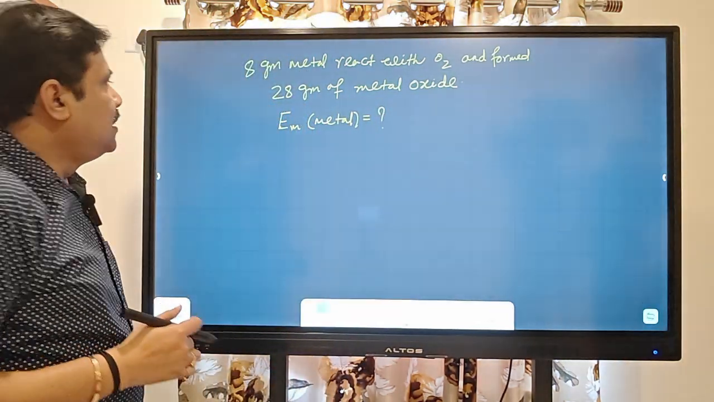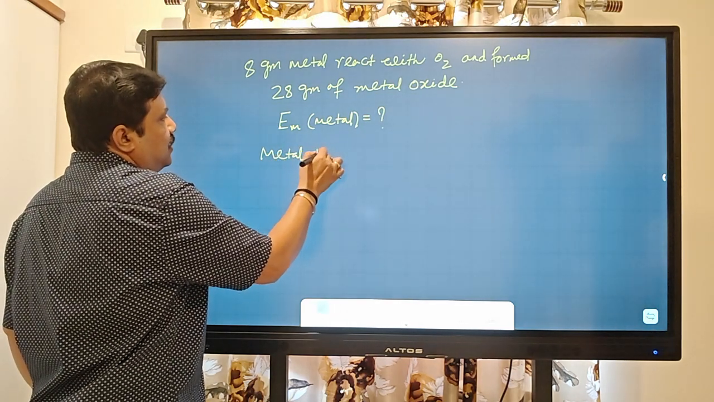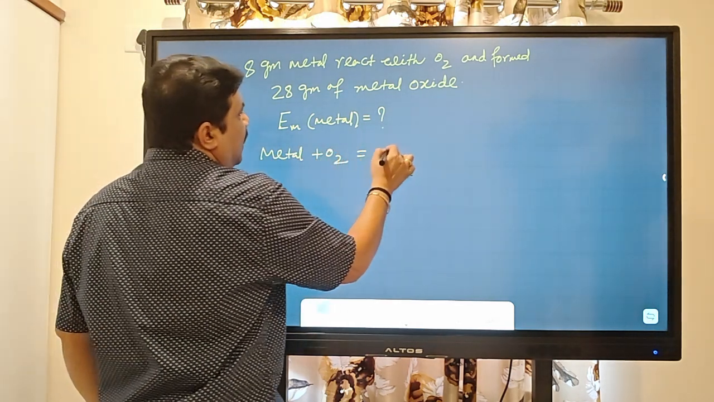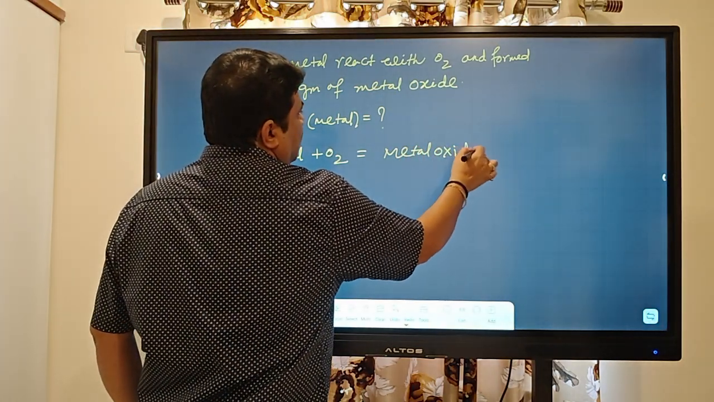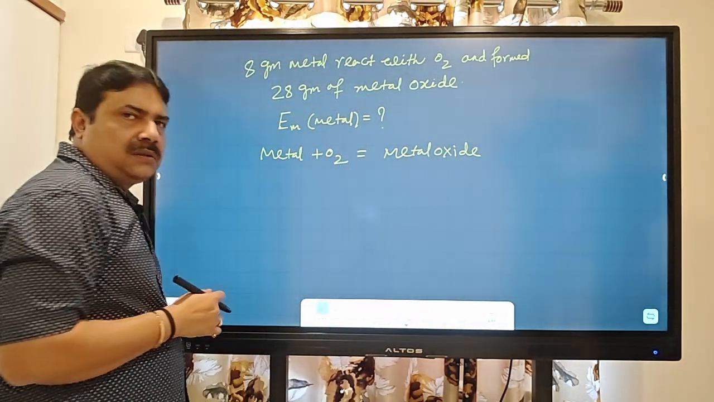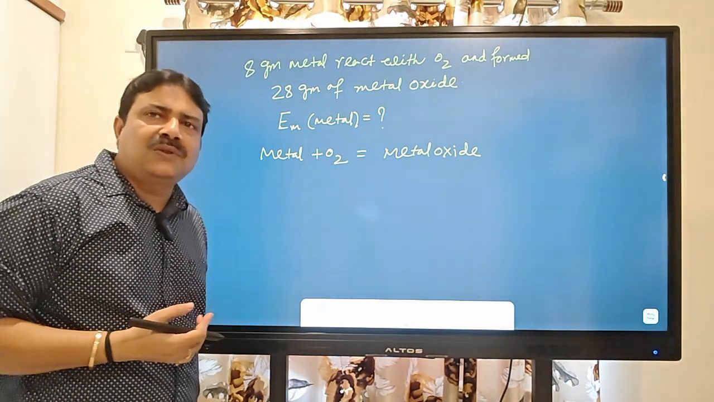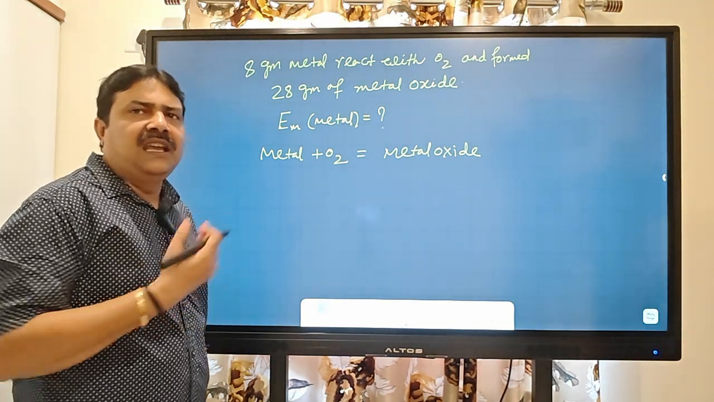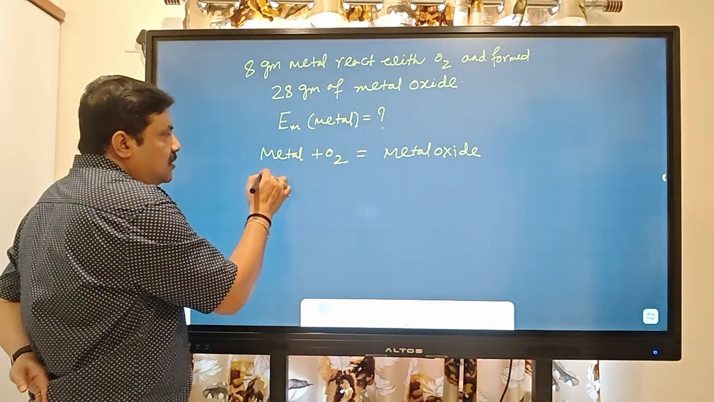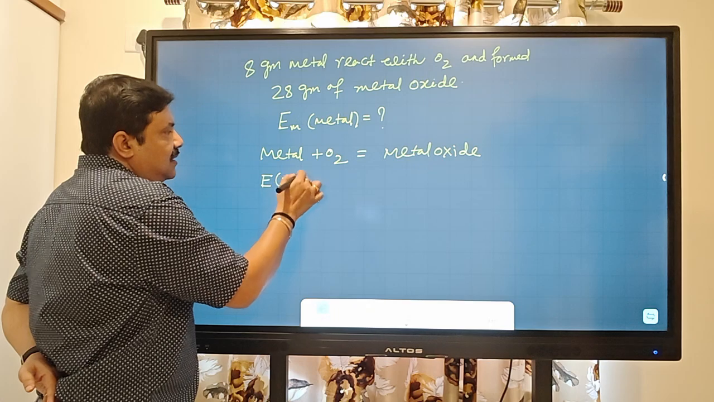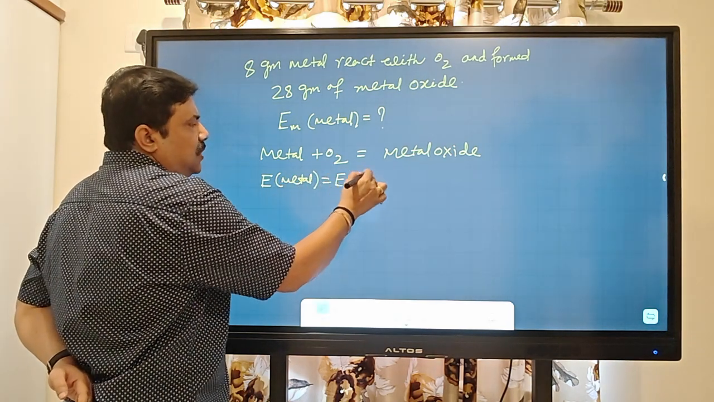How? First I will write down: metal reacts with oxygen, forming a metal oxide. I don't know the mole ratio or the formula of the metal oxide, nothing. That's why I told you there is a fantastic concept for us to apply in such cases, the equivalent concept. As per the law of equivalence, what can I say? Equivalence of metal will be equal to equivalence of oxygen. Yes or no?